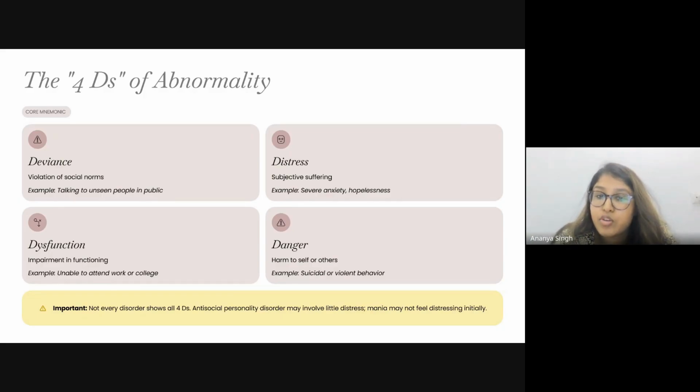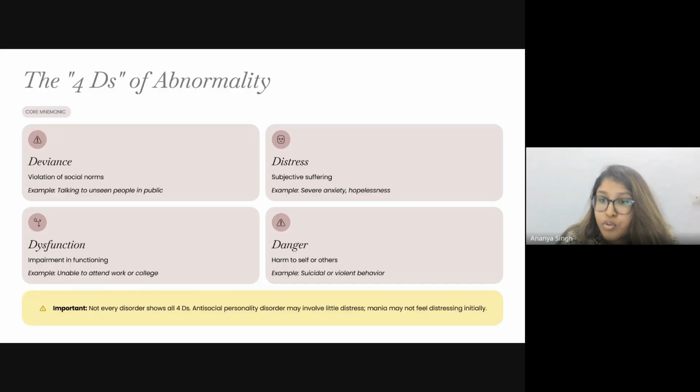Because, say, in antisocial personality, there is very little distress. In mania, for example, in the manic phase of bipolar disorder, there is very little distress, right? And there might not be danger in all the disorders, yet they are still called disorders. Examples of how not all 4Ds are required to be met in all disorders. So there's distress, deviance, dysfunction, and danger.